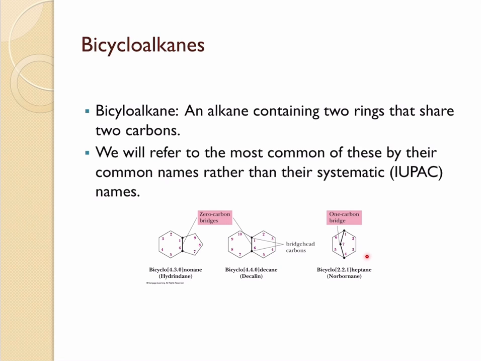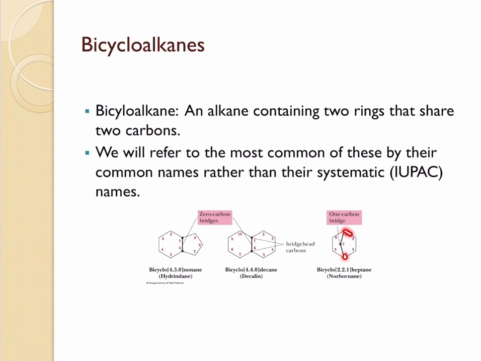Let's do one more example here. The total number of carbons here is 7, and therefore the parent name should be heptane, and there are 2 cyclic ring structures which are fused together, and therefore the prefix bicyclo. And how did we get the numbers 2.2.1? So take this one ring. So here are the bridgehead carbons.